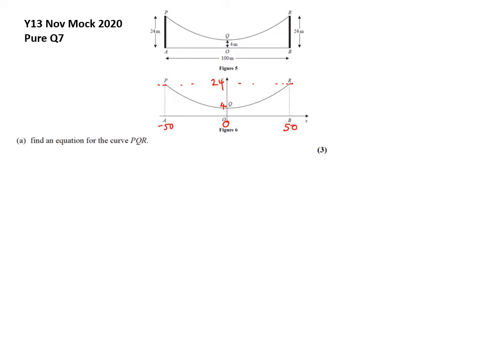So I can write down some coordinates of P, Q and R. P is the point minus 50, 24. R is the point 50, 24. And Q is the point 0, 4. I'm looking for an equation of the curve. So the most general equation of a quadratic curve would be y equals ax squared plus bx plus c.